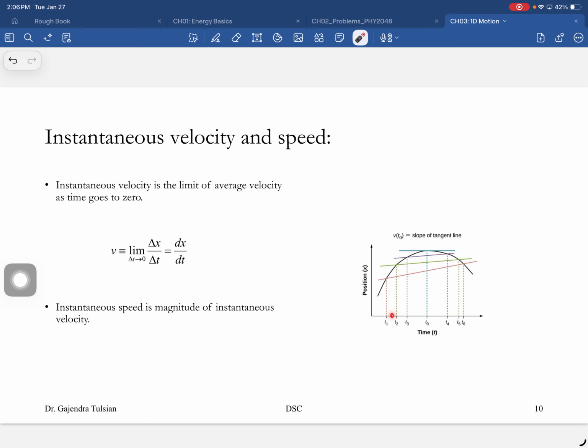How do you change velocity? You can change the magnitude of the velocity, meaning you can change the speed, you can change the direction, you can change both. So there are many ways to change the velocity. Remember that. You are accelerating anytime your velocity changes.